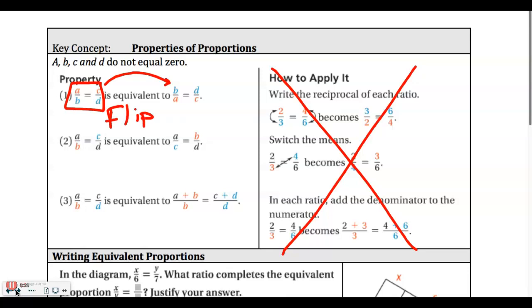What it's saying basically is that if 2/3 equals 6/9, then if you flip them, 3/2 equals 9/6. So if you flip them, they're equal. That's easy, right? And then the next one says that you'll take a look at this one.